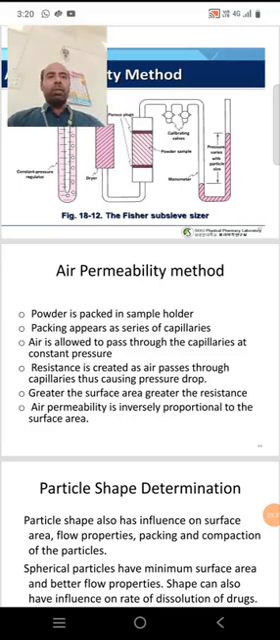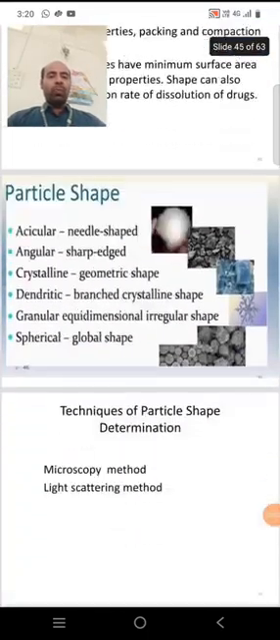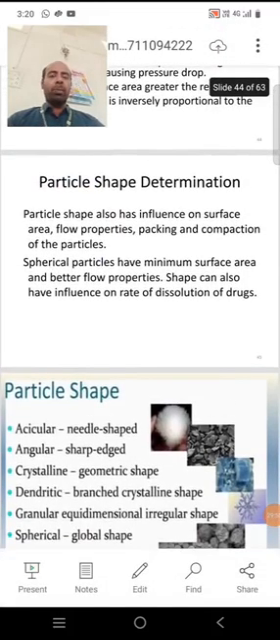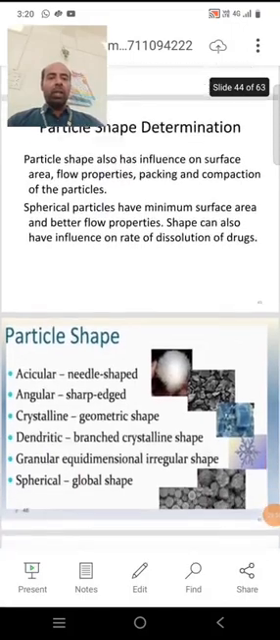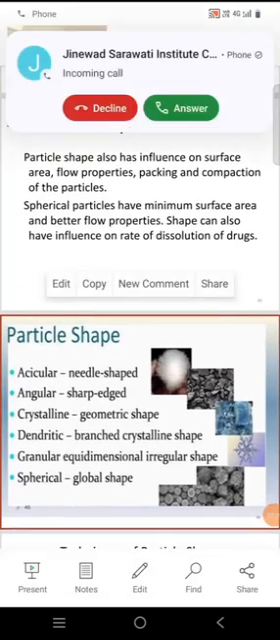Particle size, how to determine surface area. In the particle size weight distribution method, surface area air permeability method, adsorption method, and a number of techniques, particle size, particle shape, and surface area determination methods will be explained in the next lecture.